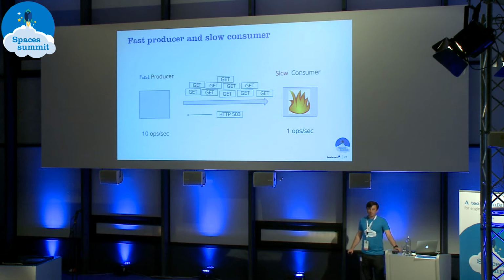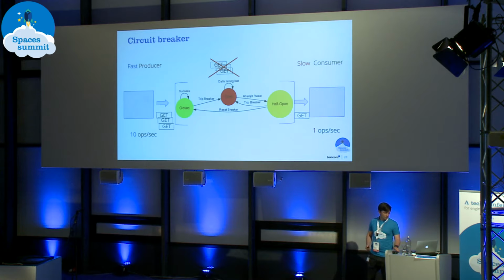We have two services, producer and consumer. If the producer is way faster than the consumer, the consumer might become very slow and eventually burn down. And upgrading or scaling out the consumer sometimes is not a viable option. Let's see how we can improve this situation.